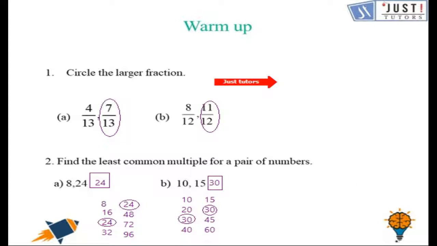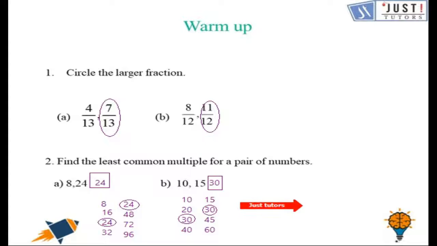If I talk about the first question, we need to circle the larger fraction here. Look at the given two fractions. The denominators are the same, so just look at the numerators to compare. 7 is a bigger number than 4, and that's why 7 over 13 is the larger fraction. The same case is here, so 11/12 is the larger fraction.